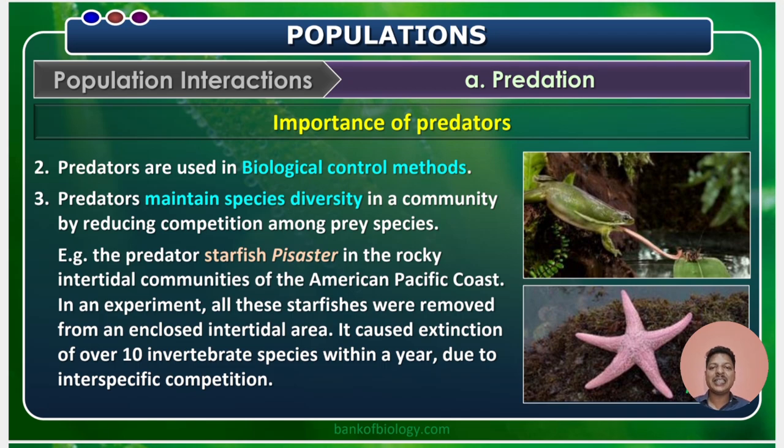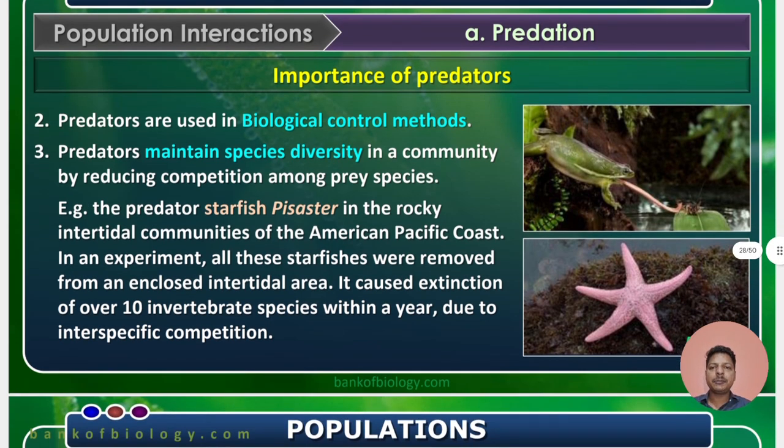Predators maintain species diversity in a community by reducing competition among prey species. Example, the predator starfish Pisaster in the rocky intertidal communities of the American Pacific coast. In an experiment, all the starfishes were removed from an enclosed intertidal area. It caused the extinction of about 10 invertebrate species within a year due to interspecific competition.